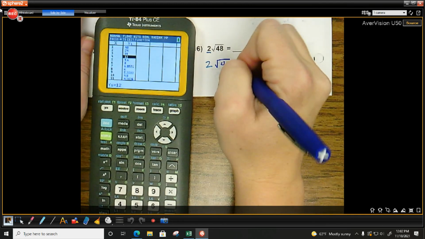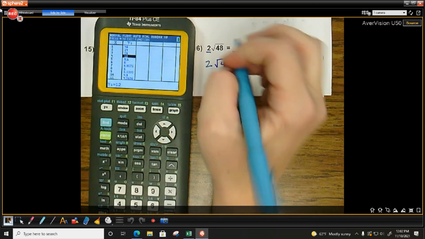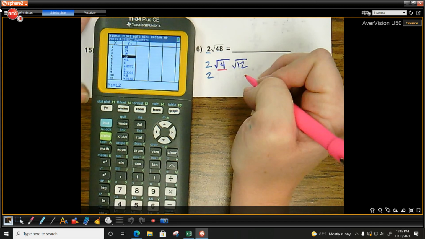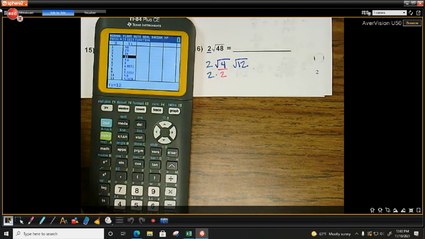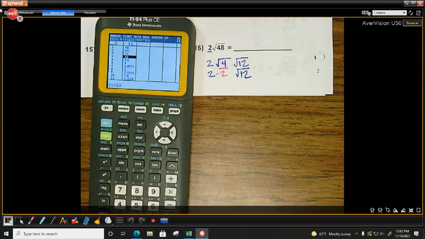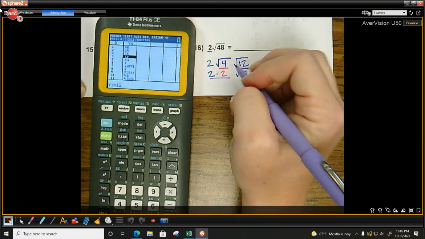Okay, so 2 stays 2. What is the square root of 4? 2. Square root 2. Sorry, square root 12. Okay, what is 2 times 2? 4. Square root 12.